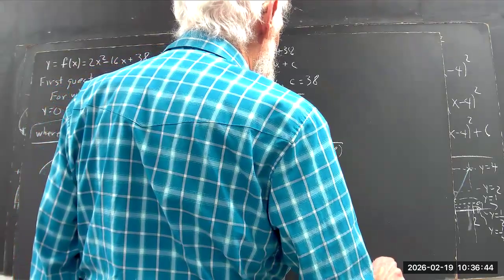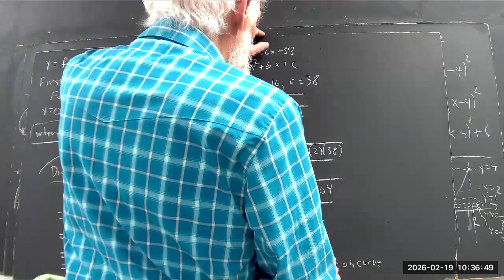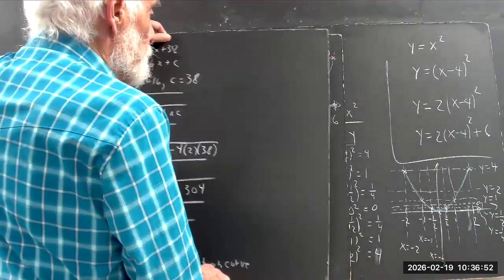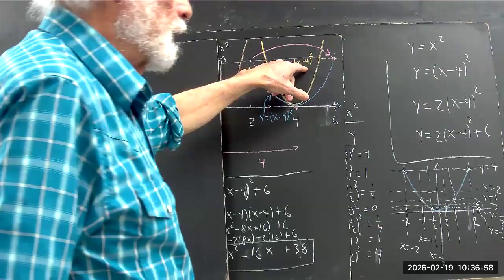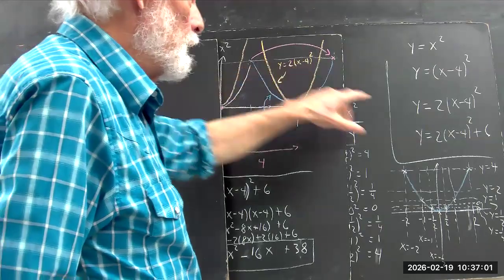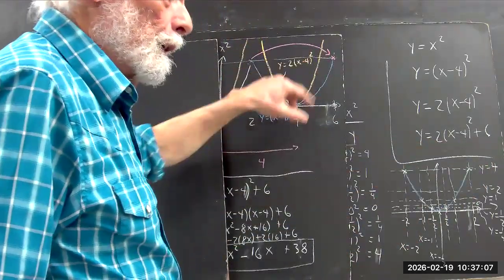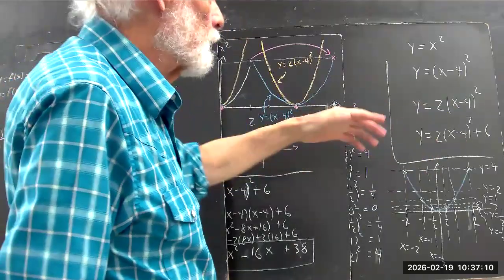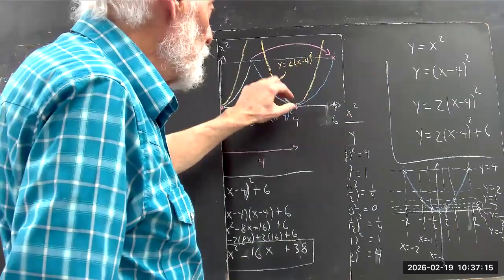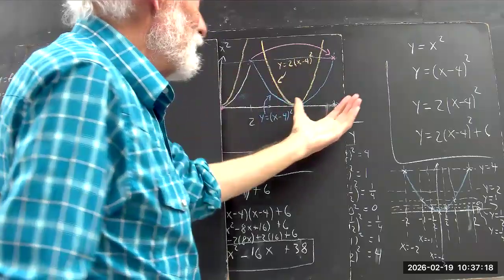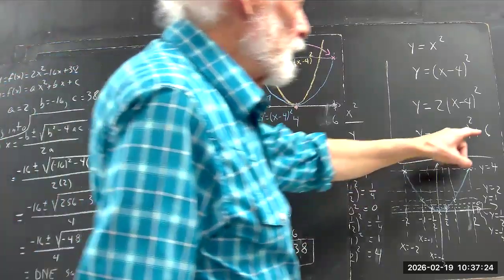So y equals 0 is not on your curve. Well, if we go back to what we saw from the transformations, you see that if we raise the graph of y equals 2 times the quantity x minus 4 squared 6 units, the vertex, the low point of the graph, is on the x-axis where y equals 0. And if we raise the whole graph up 6 units, that curve's not going to go through the x-axis.